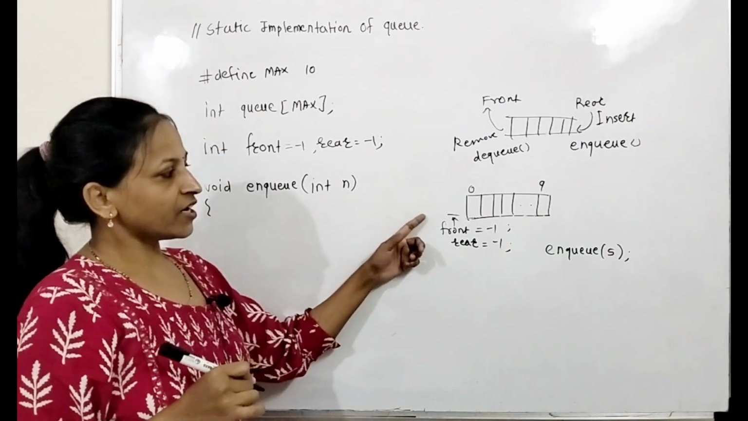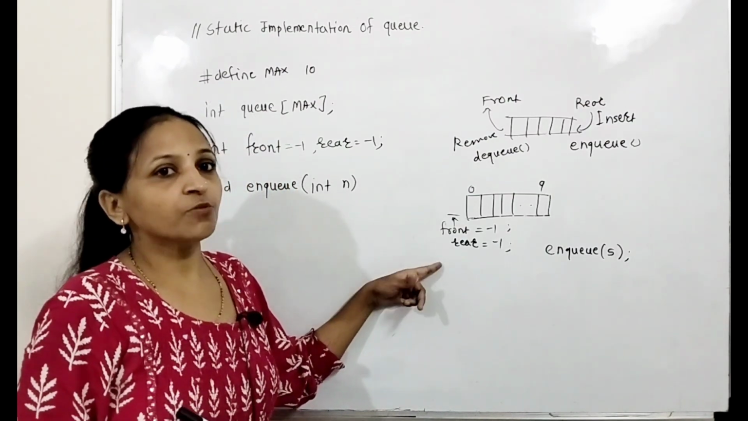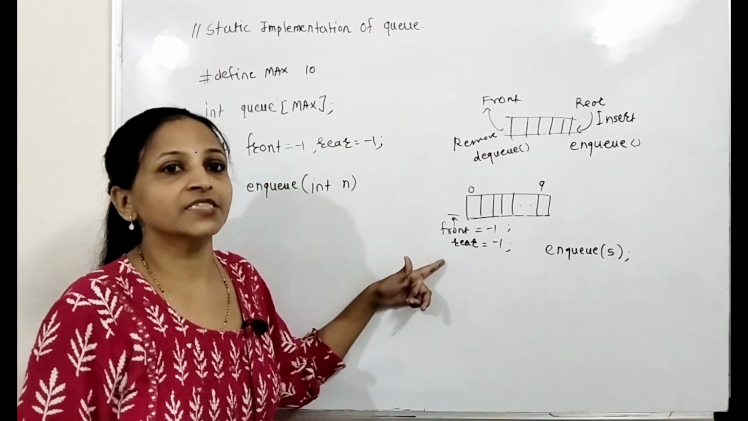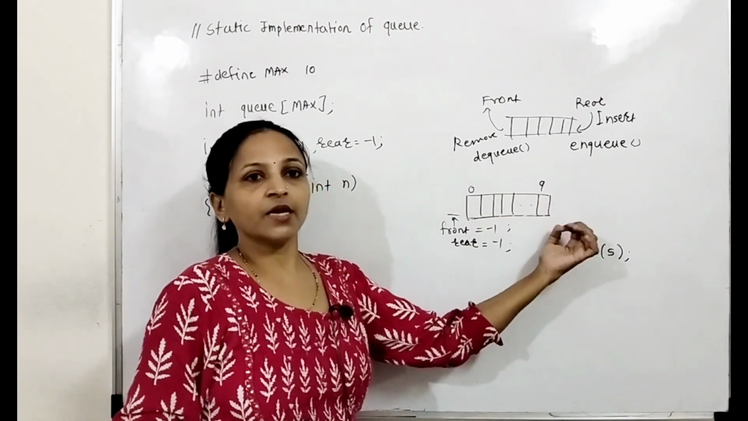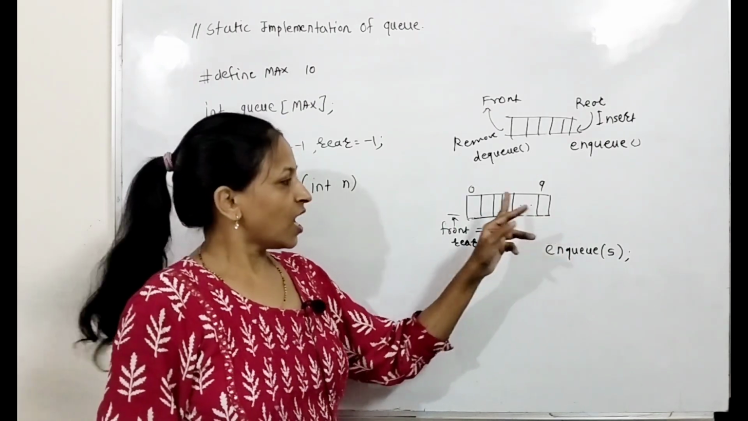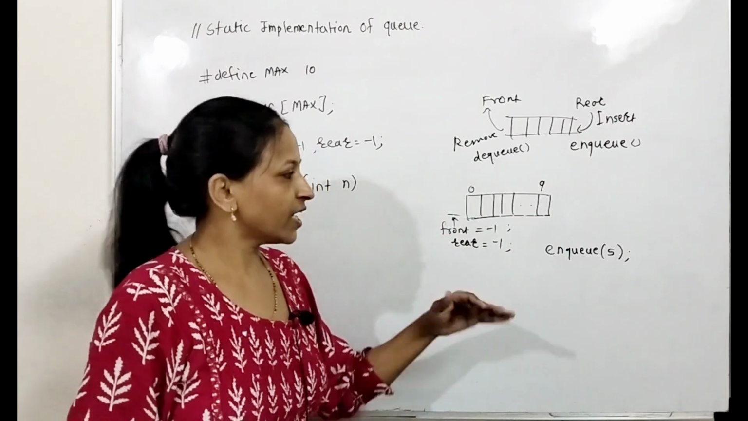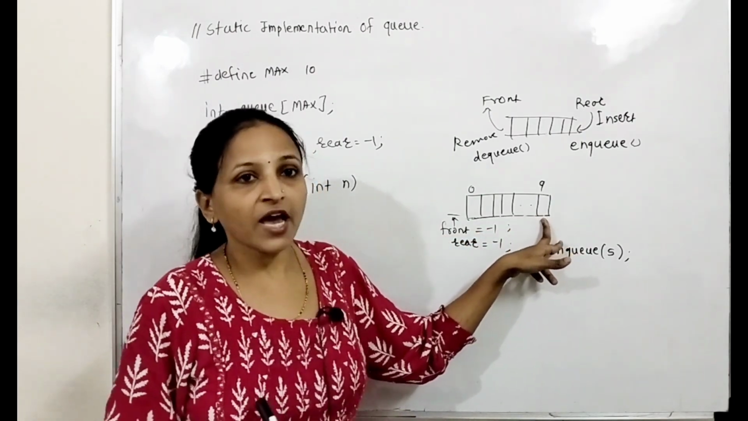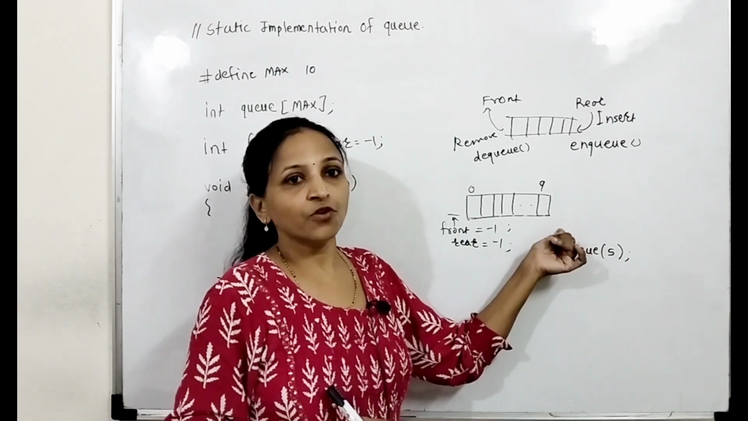Initially front and rear both are -1. If front and rear both are -1, then we can say that there is nothing inside this queue. We are inserting element through the rear position always, and suppose this rear is pointing to 9 and front may point to any index, but suppose rear is pointing to 9, means what? We cannot insert any more element here. The queue is full now.